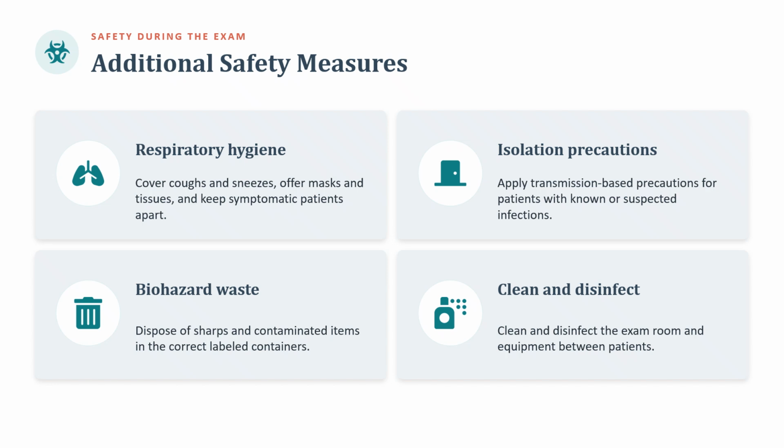Beyond hand hygiene and PPE, four more measures round out exam room safety. Respiratory hygiene and cough etiquette protect against germs spread through the air. Encourage patients to cover coughs and sneezes, offer masks and tissues at entry, and keep symptomatic patients separated from others in the waiting area. Isolation precautions, also called transmission based precautions, are an extra tier used when a patient has a known or suspected infection. These are layered on top of standard precautions and depend on how the germ spreads.